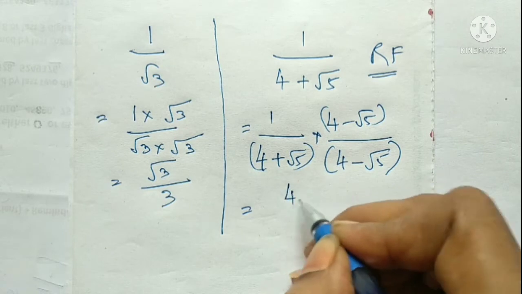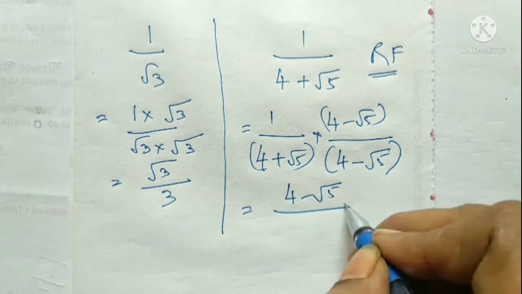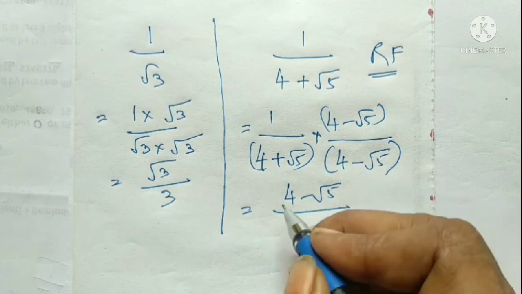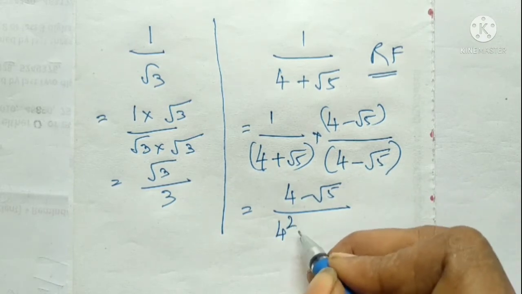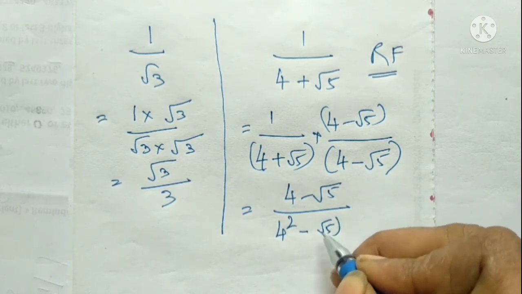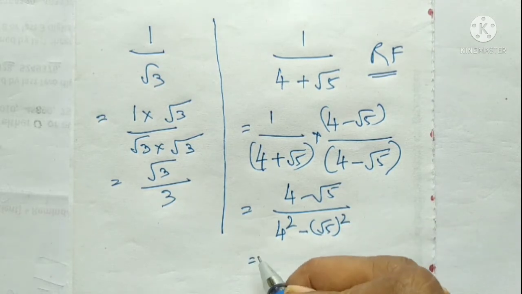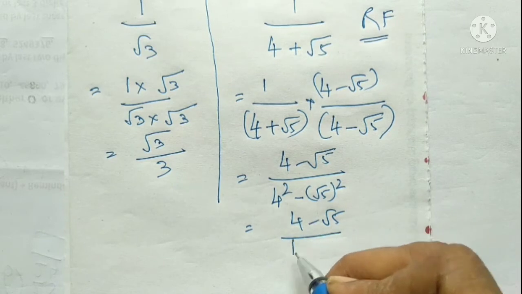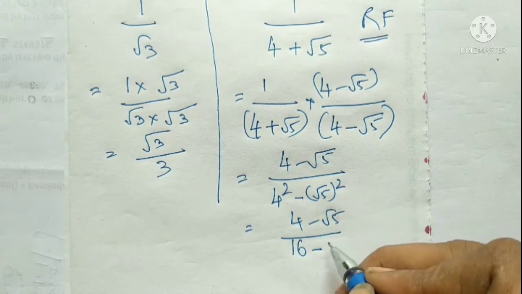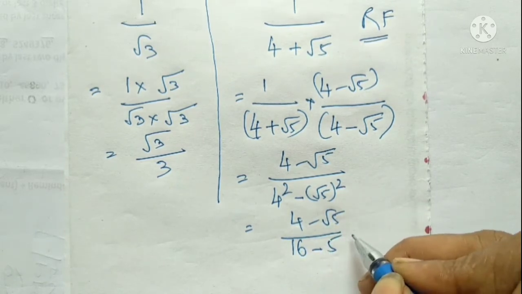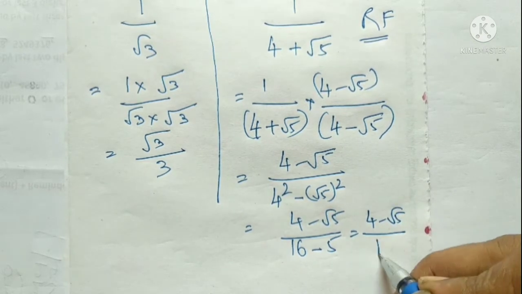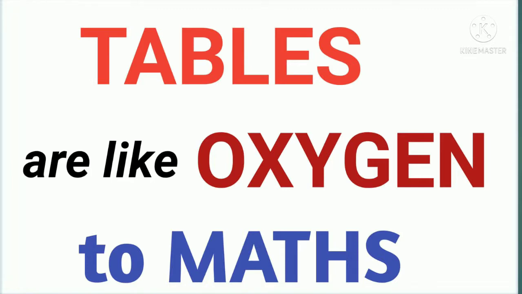Then the numerator will be 4 minus root 5 and the denominator will be in the form of a plus b into a minus b, which is a square minus b square. Its value will be 4 minus root 5 by 16 minus root 5 square, which is 5. So this is 4 minus root 5 by 11.